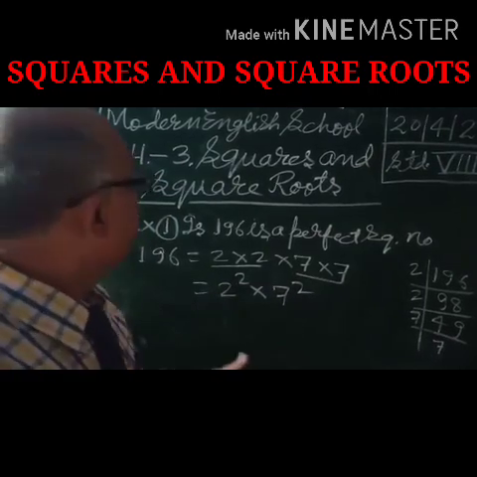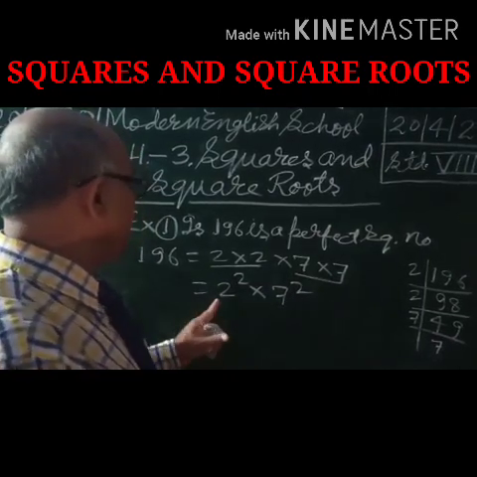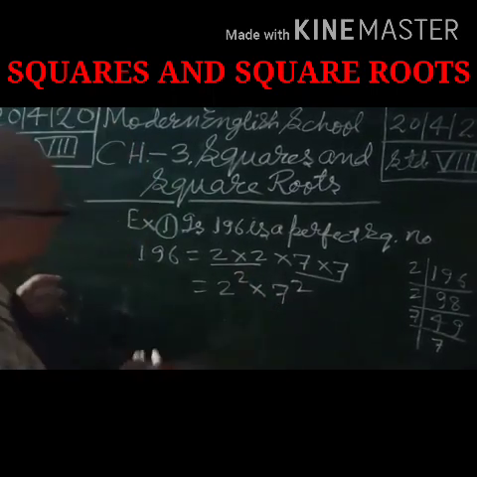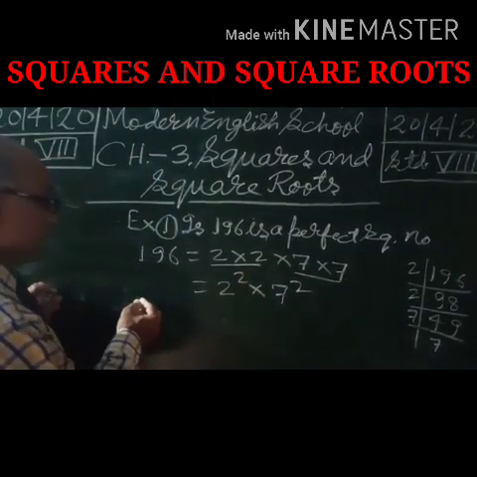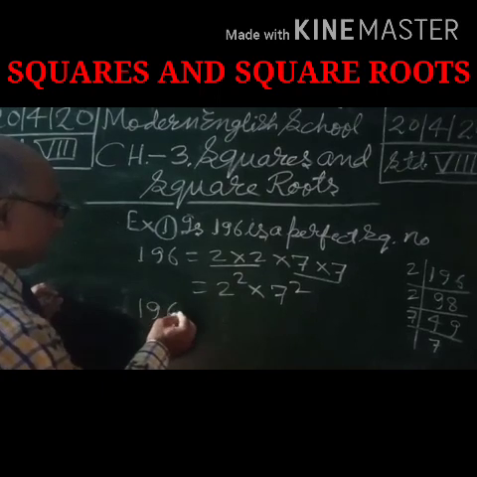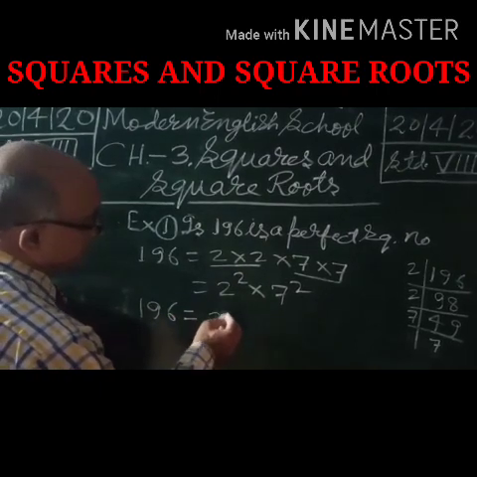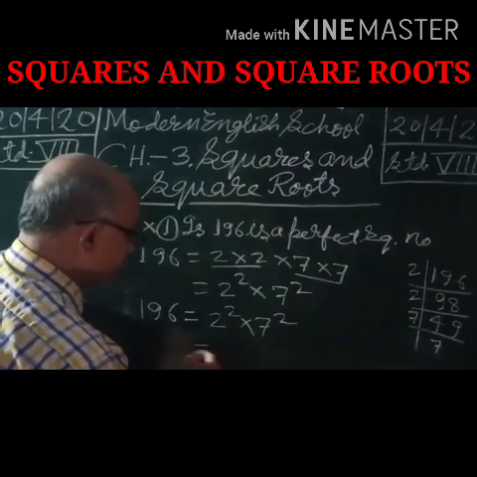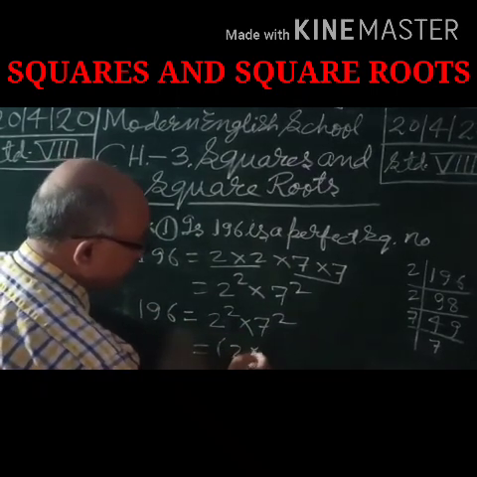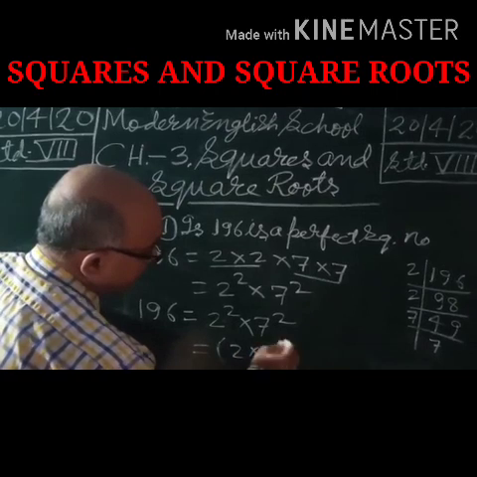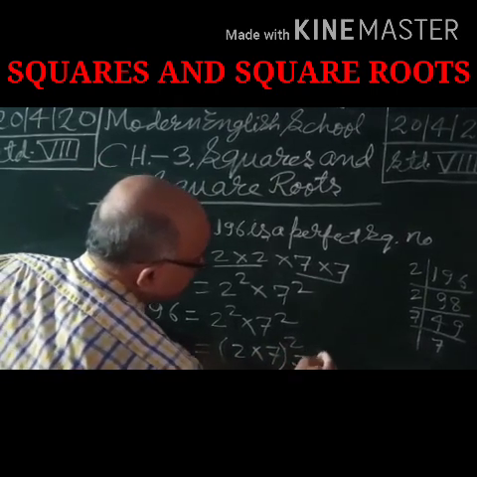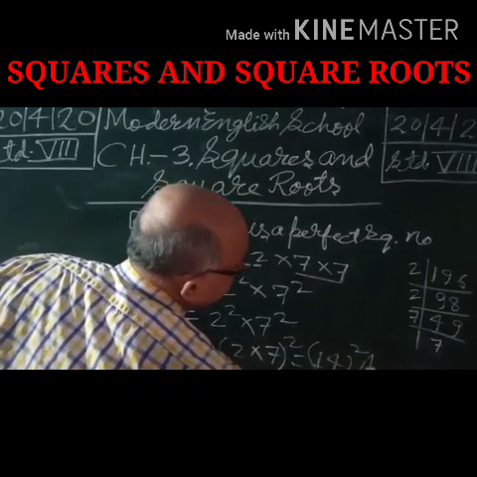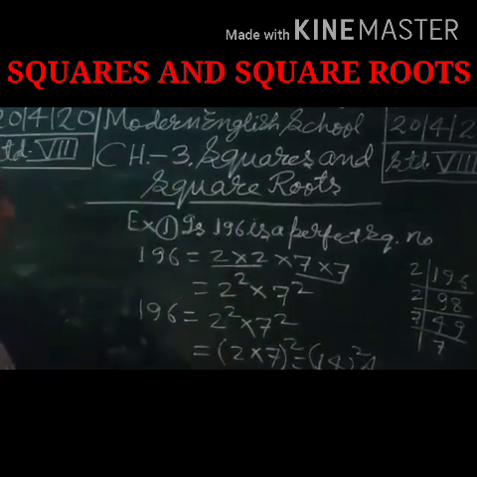Again, find the square root. 196 is a square, so 196 equals 2 squared into 7 squared equals 2 into 7 all squared equals 14 squared. Answer.